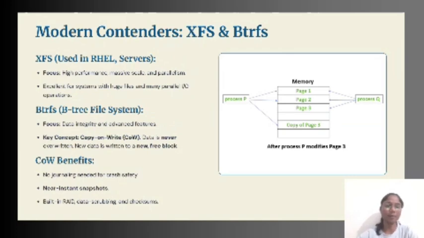Next one is modern file systems, that is XFS and BTRFS. After ext4, there are two powerful file systems in the Linux world, that is XFS and BTRFS. Both are modern and come with their own special advantages. Let's start with XFS. You can think of XFS as a high performance workhorse.